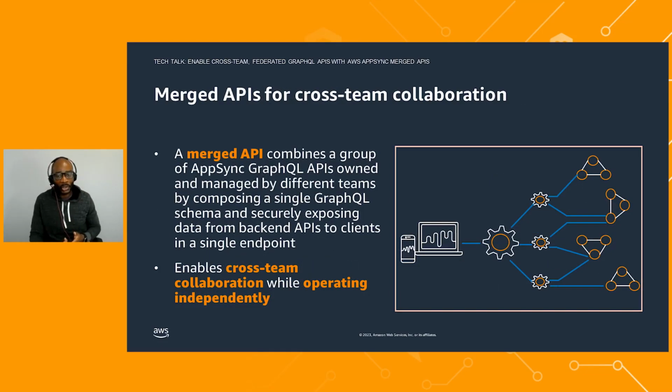With AppSync Merge APIs, teams can independently create and deploy their AppSync resources. So this includes things like your GraphQL schema, your resolvers, your data sources, and they can continue to do that while exposing the entire data graph to a single AppSync GraphQL endpoint. So with Merged API, every team retains control of their source APIs where they can take their time and move at their own pace to implement the features that they need to work on. And then they can bring all of that functionality together into a single Merged API. So Merge API enables cross-team collaboration while allowing all of these teams to operate independently.